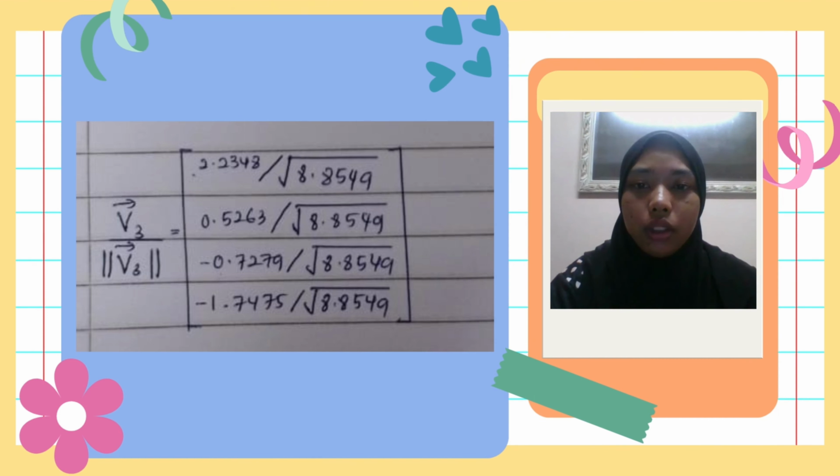Okay, for the last step for V3 we still use the same. So the answer we get is 2.2348 over square root 8.8549, and then 0.5263 over square root 8.8549, and then negative 0.7279 over square root 8.8549, and lastly we get negative 1.7475 over square root 8.8549.